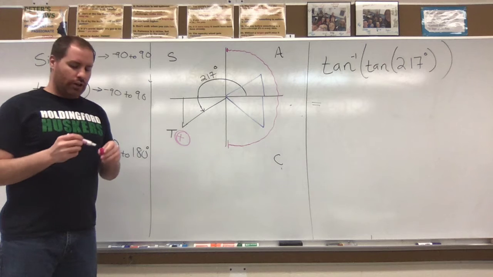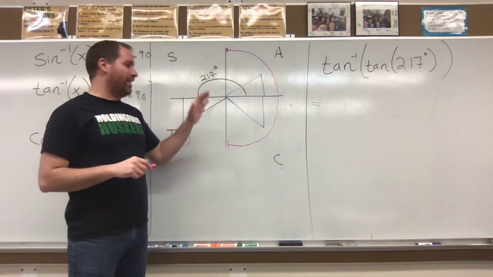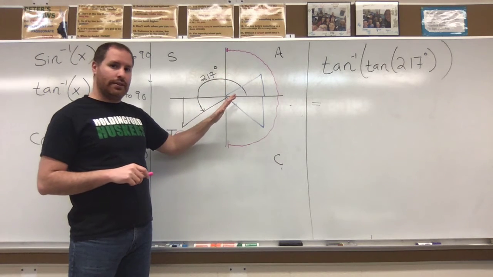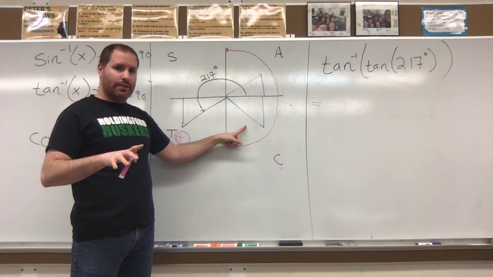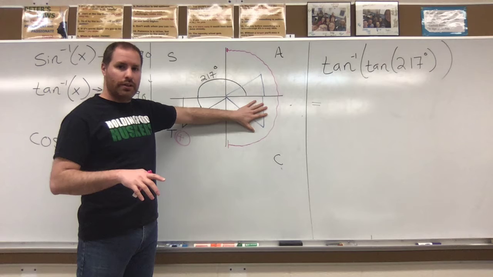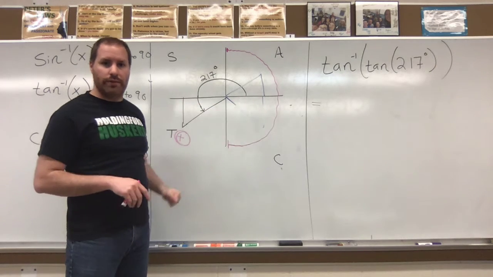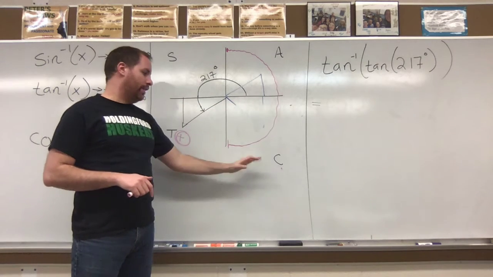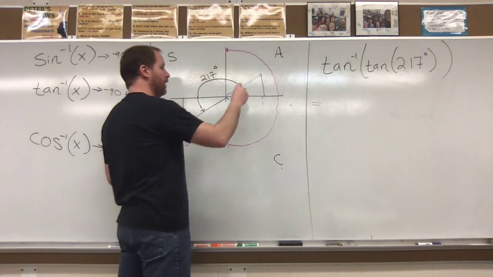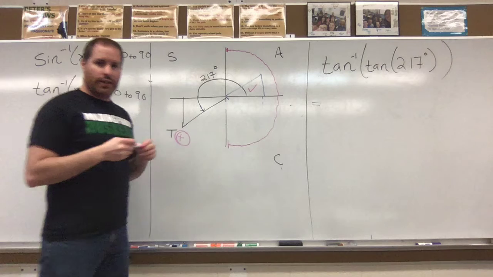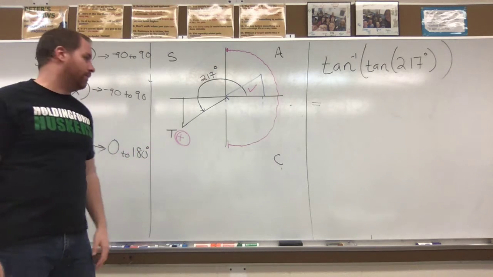Tangent's positive, so I want to find a quadrant where tangent is still positive. If we go here, tangent's not positive. It cannot be this one, so we'd say, no, get rid of you. Tangent's not positive there. It's negative, so it can't be in that spot. It has to be this one. And then we just make our little adjustments to figure that out.